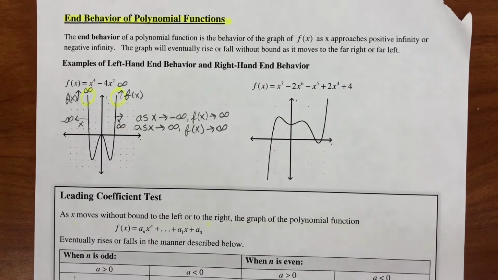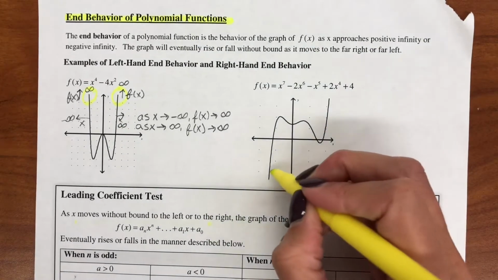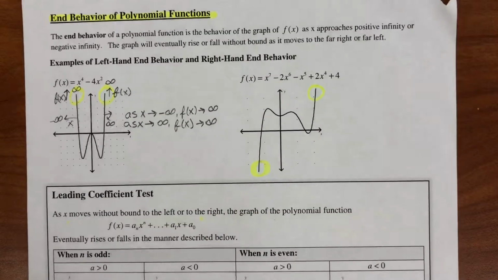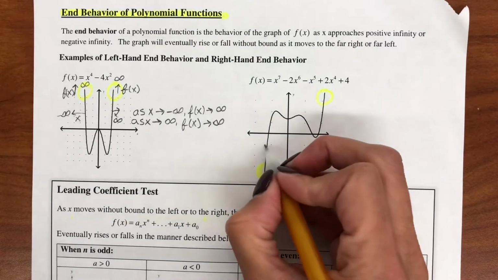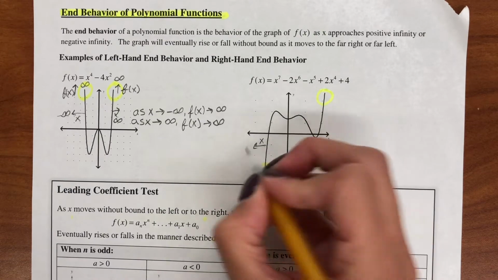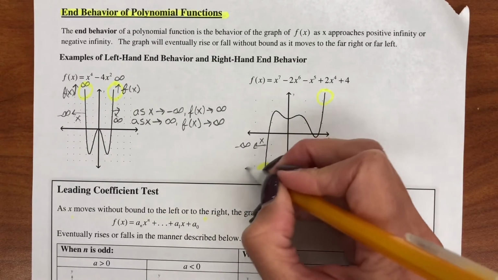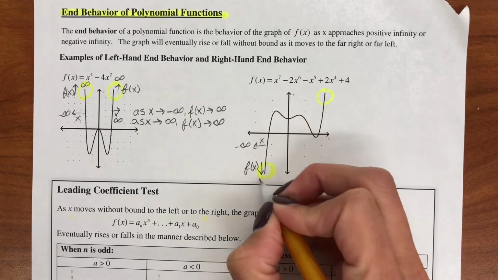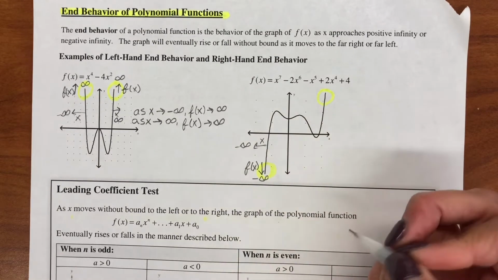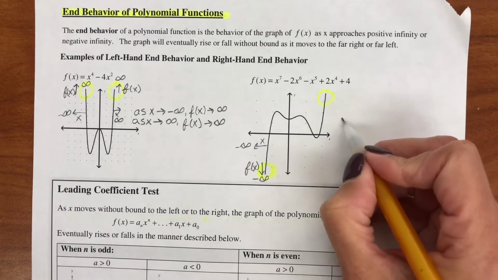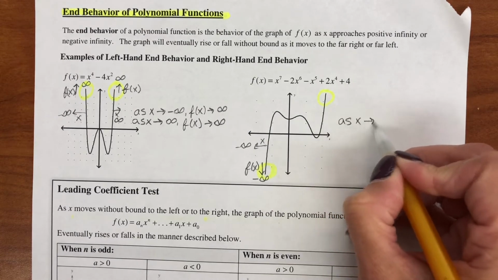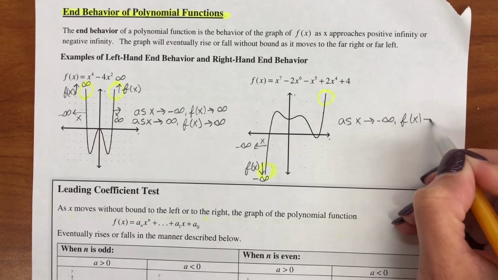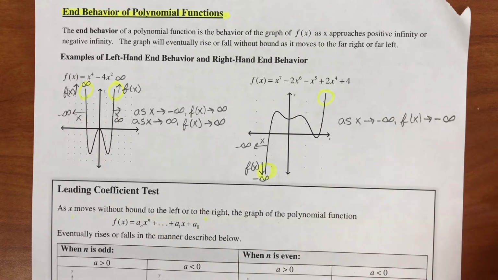So we're looking at the end behaviors. So here are my ends. Here's my left end and my right end. And I could say over here, as x is approaching negative infinity, f of x is going down. So it's also approaching negative infinity. And you would say that like this: as x approaches negative infinity, f of x also approaches negative infinity.